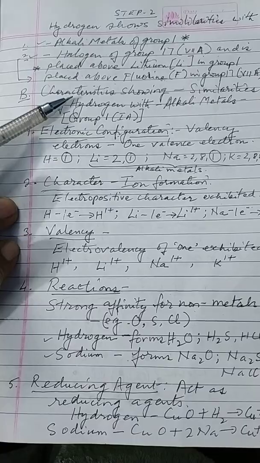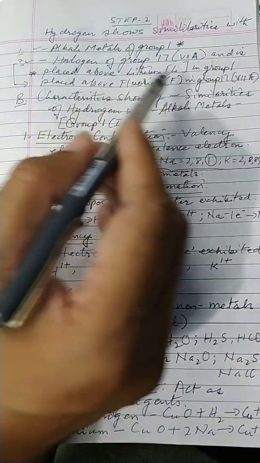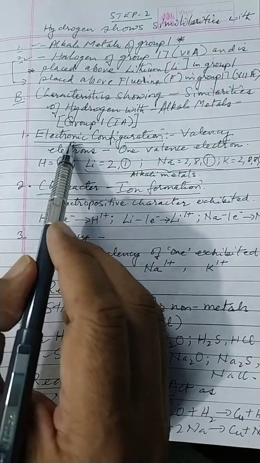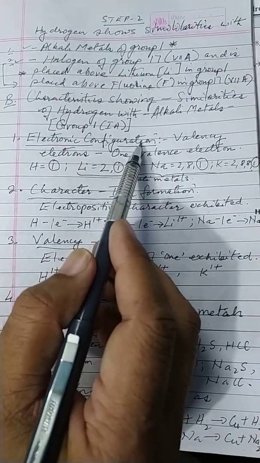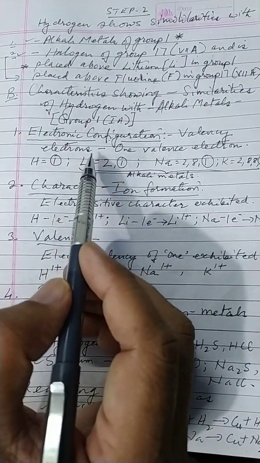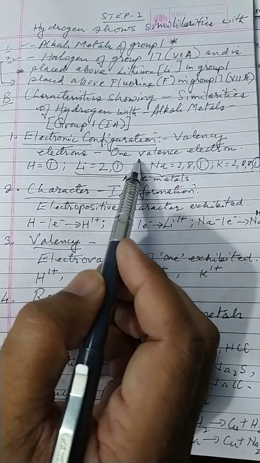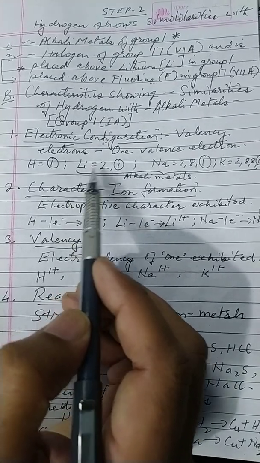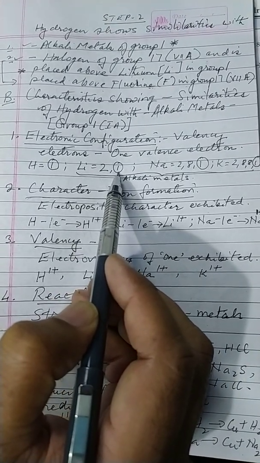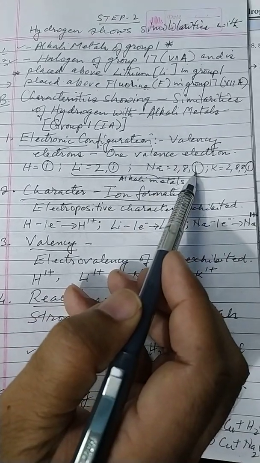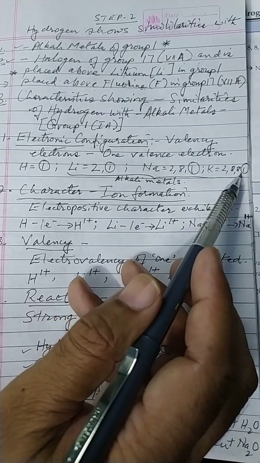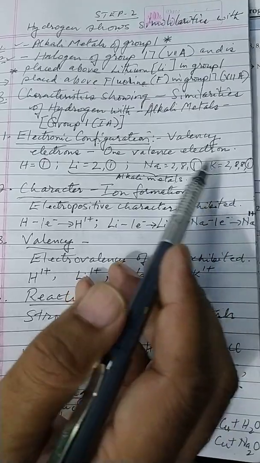Now we see the characteristics showing similarities of hydrogen with alkali metals. What are the similarities? The electronic configuration. Valency electrons, one valence electron is present in hydrogen. Likewise in lithium there is one valence electron in the outermost shell. Sodium also has one valence electron in the outermost shell, and potassium also has one electron in the outermost shell.